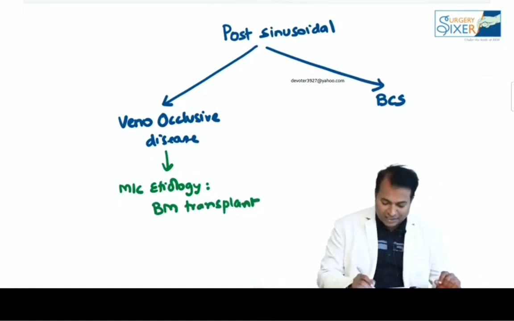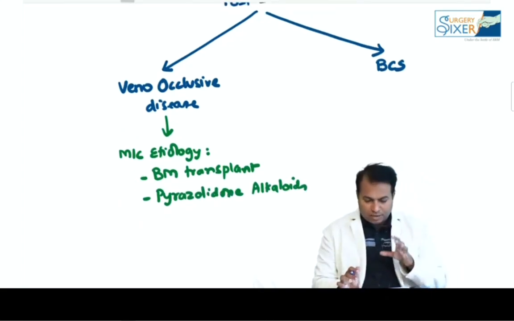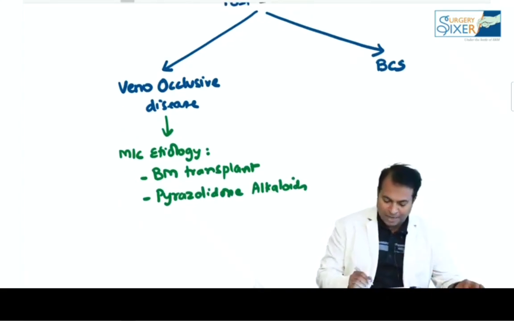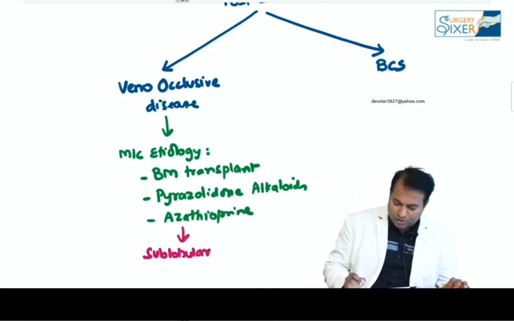So it is one of the important etiologies for veno-occlusive disease, along with pyrrolizidine alkaloids. Please remember, the causes of this are bone marrow transplant, chemotherapy, and immunosuppressants like azathioprine. All these can cause sublobular venule thrombosis. The sublobular venules get thrombosed.